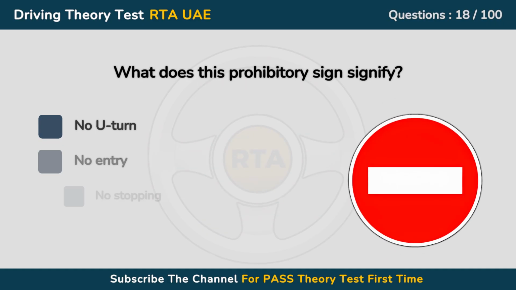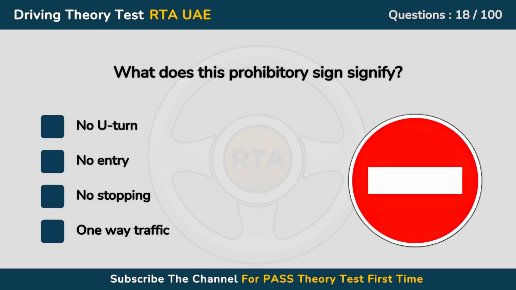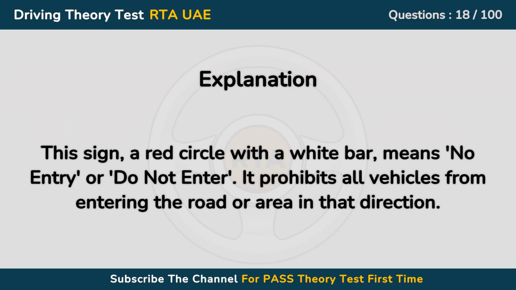Question 18. What does this prohibitory sign signify? A. No U-turn. B. No entry. C. No stopping. D. One-way traffic. Answer is B. No entry. This sign, a red circle with a white bar, means no entry or do not enter. It prohibits all vehicles from entering the road or area in that direction.